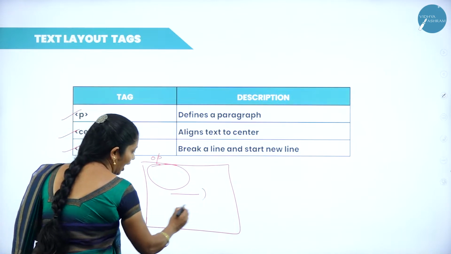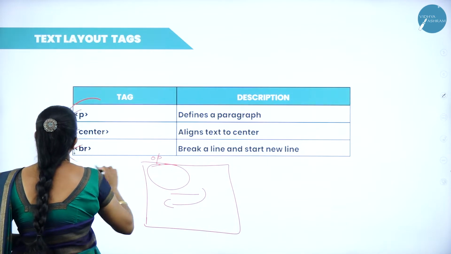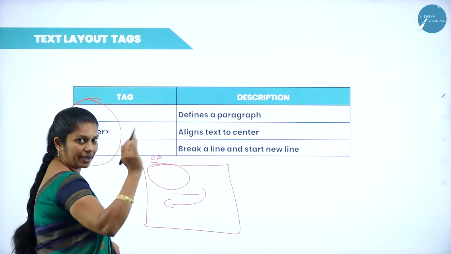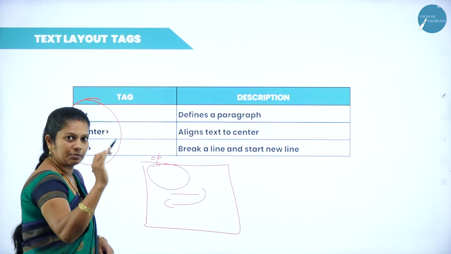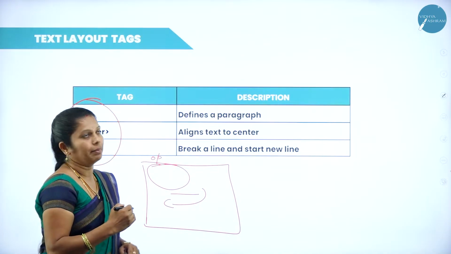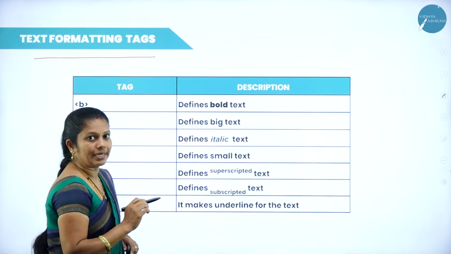Then the BR tag helps to move the cursor to the next line. These are the few text layout tags: the P tag for paragraph, the center tag to display the data at the center, and the BR tag helps to give one line break. And the next one, we will discuss the text formatting tags.